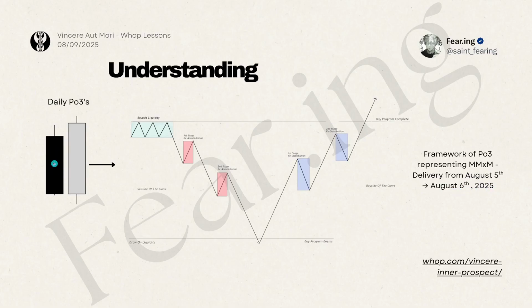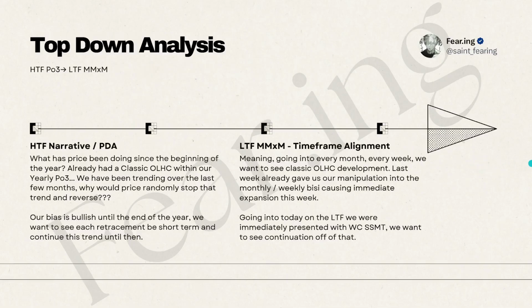So this candle, this down close candle, was Tuesday, representing the sell side of the curve of this market maker buy model. This candle, this up close candle, is Wednesday, which delivered the buy side of the curve. So this is the overall framework in which price had delivered from on those 2 days. And that ultimately leads us to where we first want to go over.